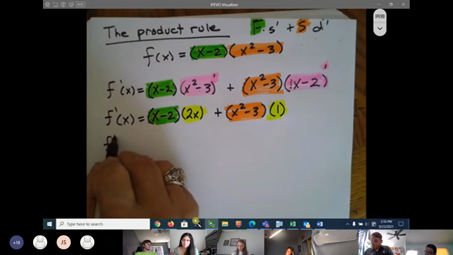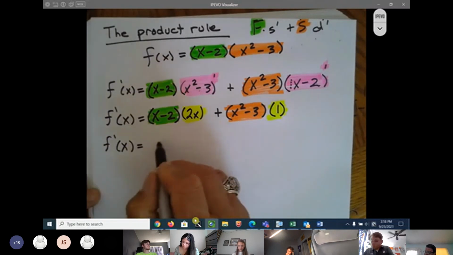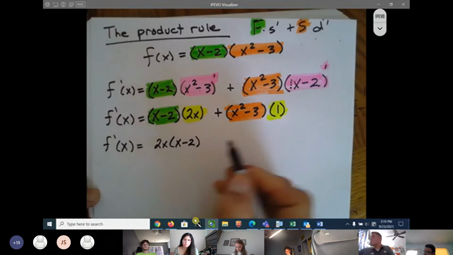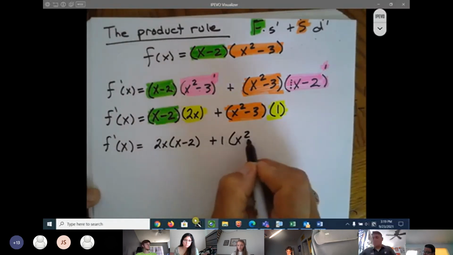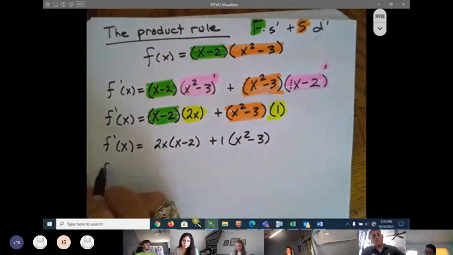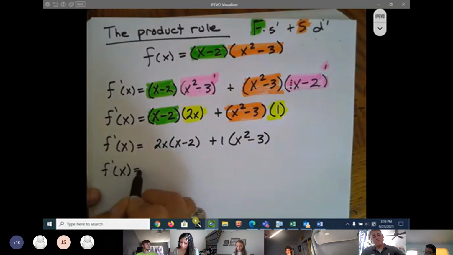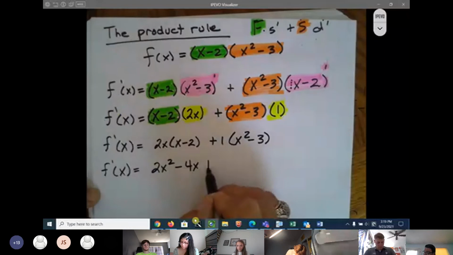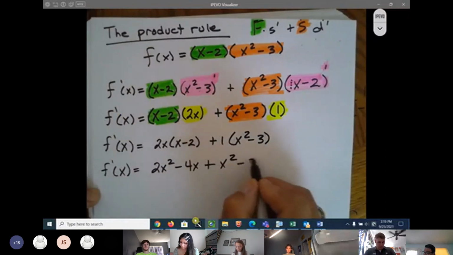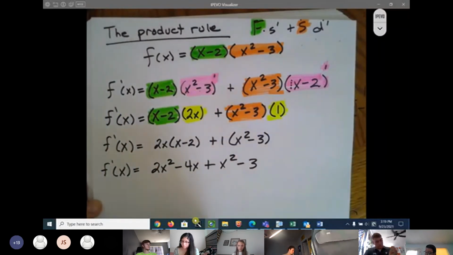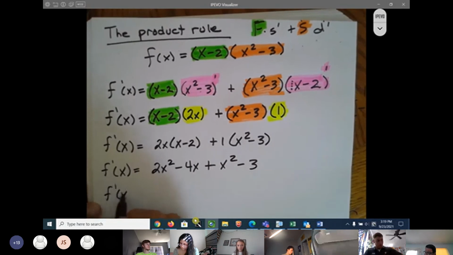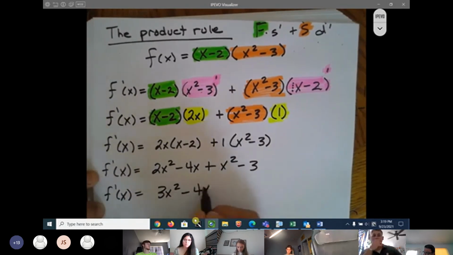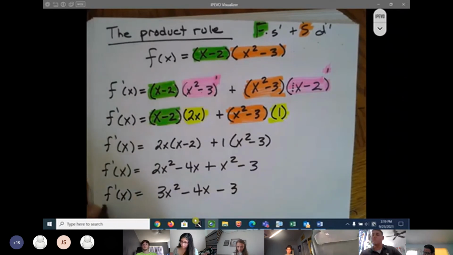So f prime of x is equal to 2x times x minus 2 plus 1 times x squared minus 3. f prime of x is equal to 2x squared minus 4x plus x squared minus 3. f prime of x is equal to 3x squared minus 4x minus 3.